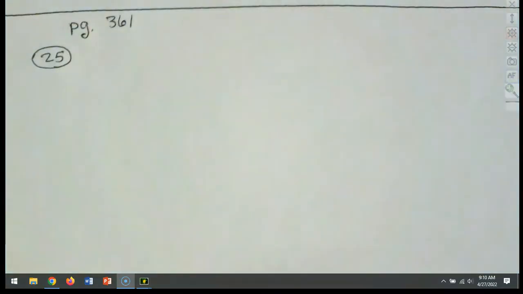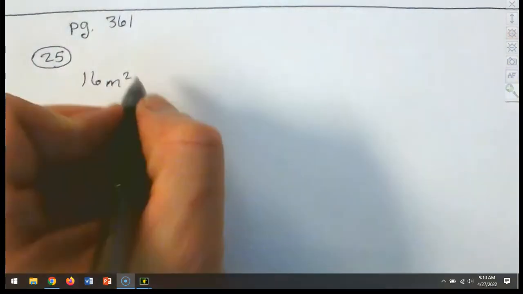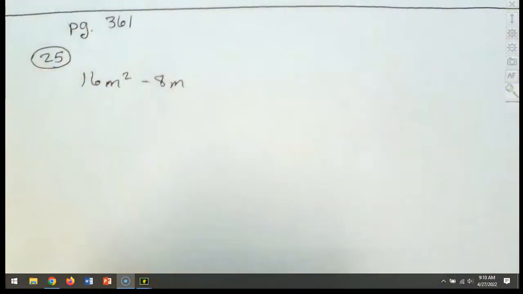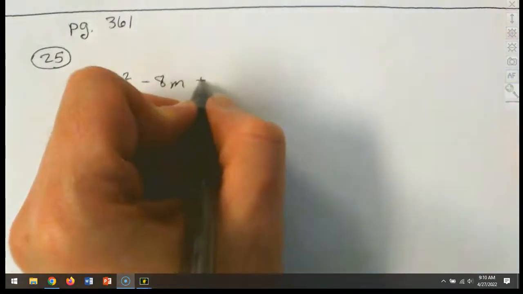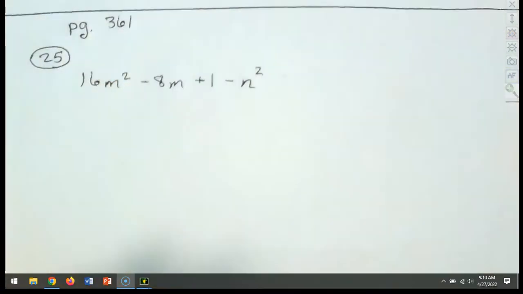Now, normally when we have 4 terms, we try to factor it by grouping. So we group the first 2 together, and then we group the last 2 together. And that works most of the time. However, this one, we're going to have to group them together a little bit differently. Okay, so this one again has 4 terms.